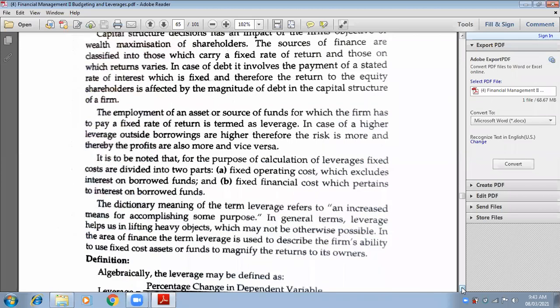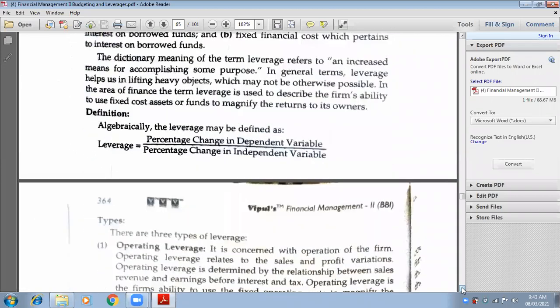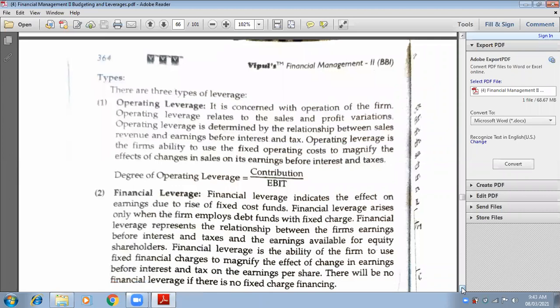Yes, ma'am. Now there are two types of leverages. Actually three. First is operating leverage. Operating means it is related to the business. Operating always means which is directly related to the business. So what is the formula of calculation of degree of operating leverage? We need to calculate degree.